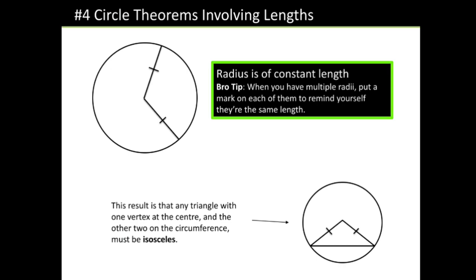Radius is of constant length. So when you have multiple radii, put a mark on each of them to remind yourself that they are the same length. The result is that any triangle with one vertex at the center and the other two on the circumference must be isosceles.